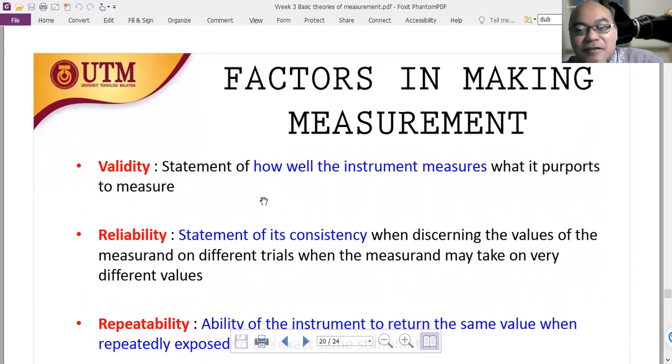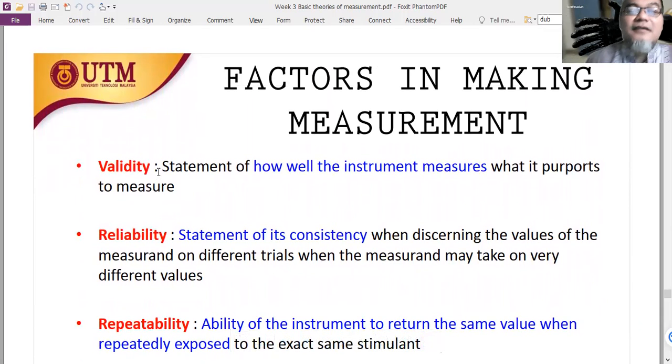Now there are also other factors in making measurement. The first is what we call validity: how well the instrument measures what it purports to measure. This is what we call validity. To check the validity, we have to do validation. How to validate? Usually we compare the measurement result of our instrument with a more standard instrument, another standard instrument.